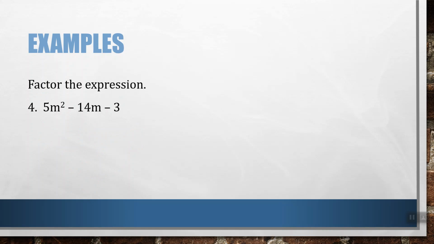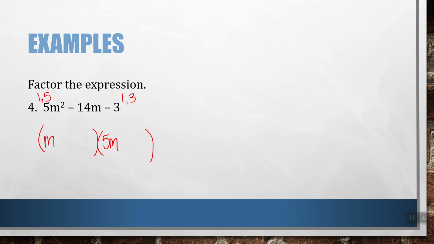Number 4, 5m squared minus 14m minus 3. So how can we factor? Again, a nice one because both of these numbers are prime, so we won't have a lot to guess and check with. You can start in the front, you can start in the back. Since both of them are prime, I'm going to go ahead and start in the front. I'm going to put m first and then 5m next.